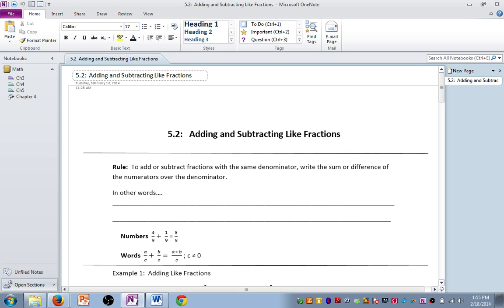All right, in all seriousness, adding and subtracting like fractions. The rule when you're adding and subtracting like fractions is simple. In order to add or subtract with the same denominator, you write the sum or difference of the numerators over the denominator. Like fractions means that those fractions have the same denominator.